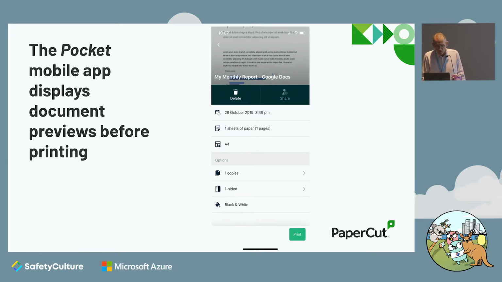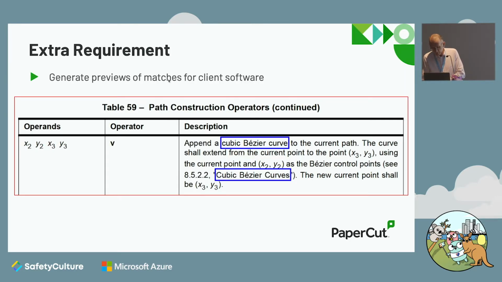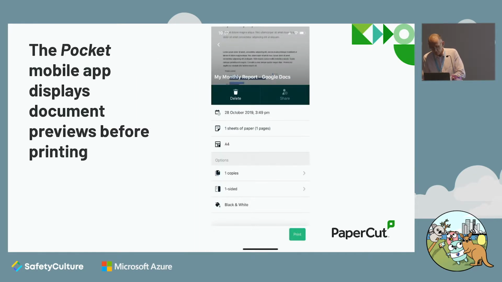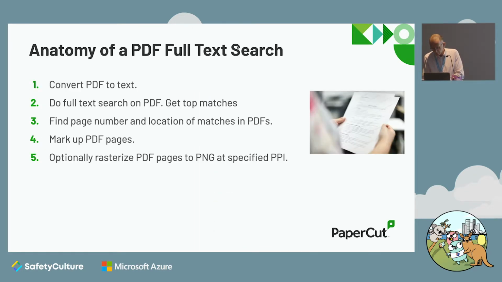That works really nicely. And to make it even nicer, we can see up here that when users are selecting their jobs at the printer, they get a preview just to check that it's the right job. So that was the basis of this requirement, so that users can see their jobs, they can search for particular terms, and then that will be highlighted nicely here in the preview.